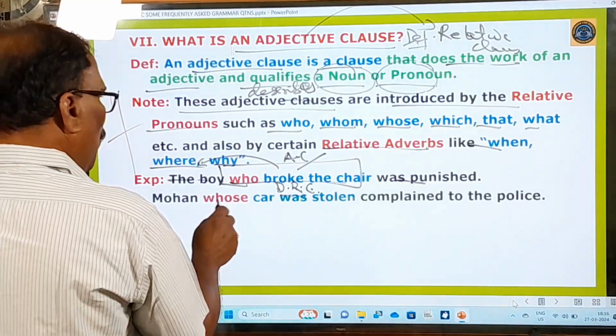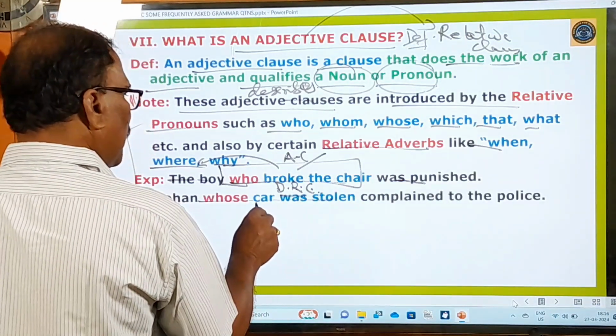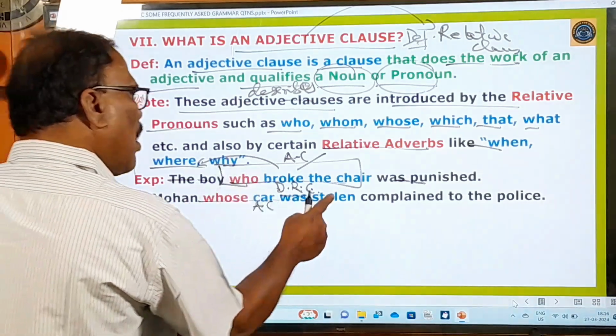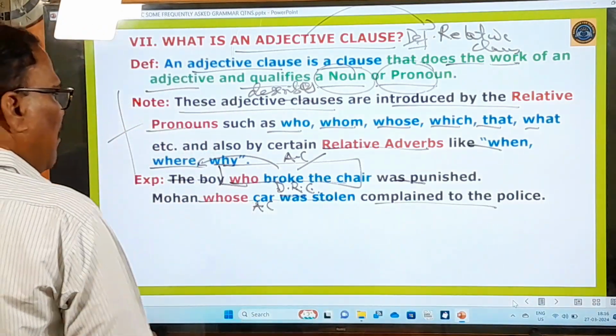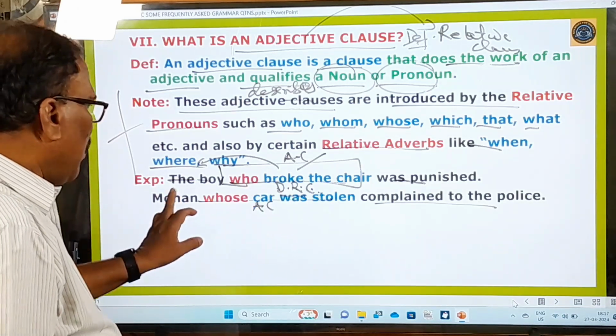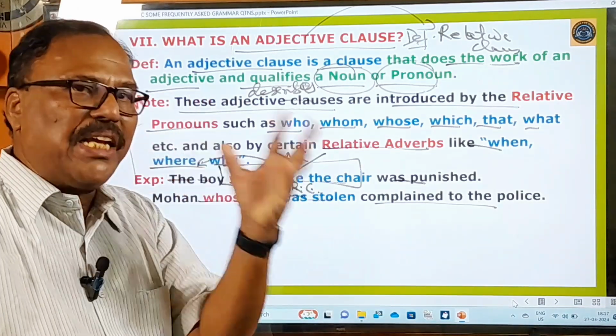Okay, Mohan, whose car was stolen. So it's an adjective clause or defining relative clause. Mohan, whose car was stolen, complained to the police. If this is dropped, this is an adjective clause, defining clause. See, if this is dropped, the remaining sentence doesn't make complete sense.